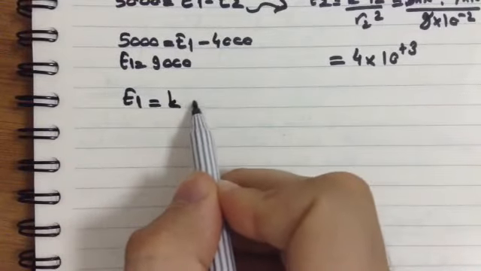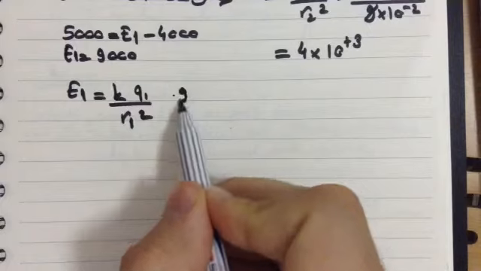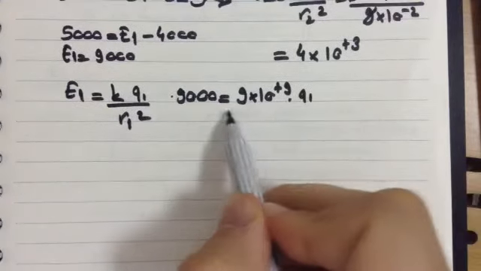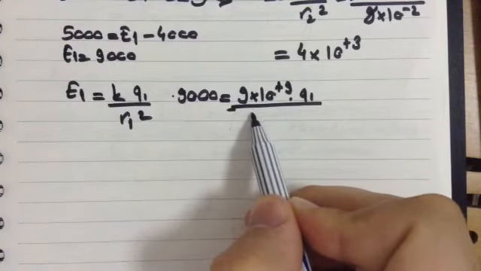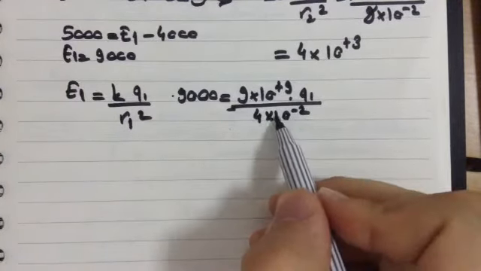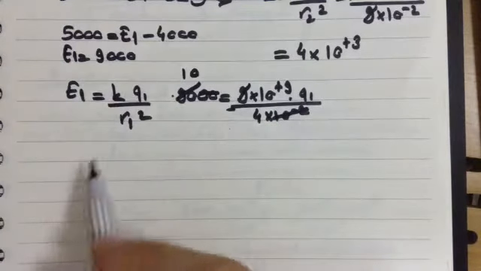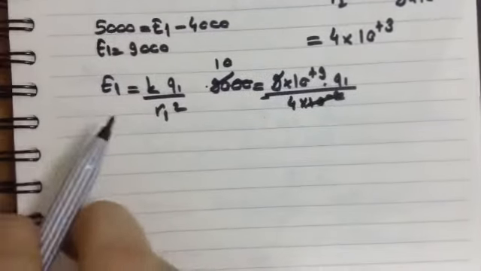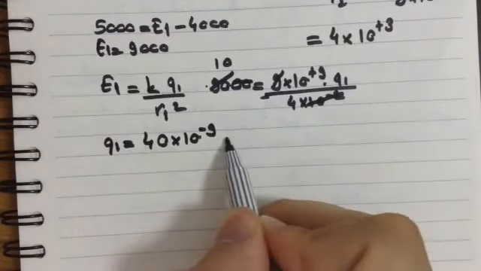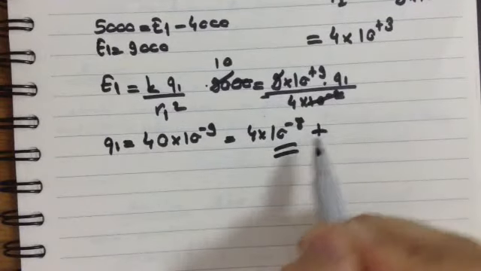E1 will be equal to K, Q1, over R1 square. From here, 9000 will be equal to 9 times 10 to plus 9, and the charge of Q1 was the question in here, over 20 centimeter, which will make 2 times 10 to minus 1. I will take the square and write it here in that way. And when you look at here, 10 to minus 2 will cancel this 10 to plus 3 part, and 9 and 9 will cancel each other. It will be 10. So Q1 will be equal to 40 times 10 to the minus 9, or I can say 4 times 10 to minus 8, and that is also a positive charge.